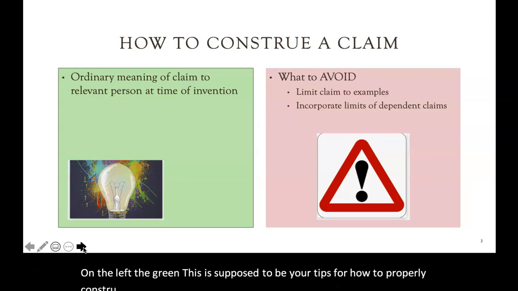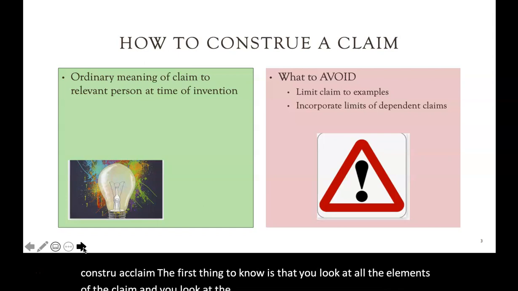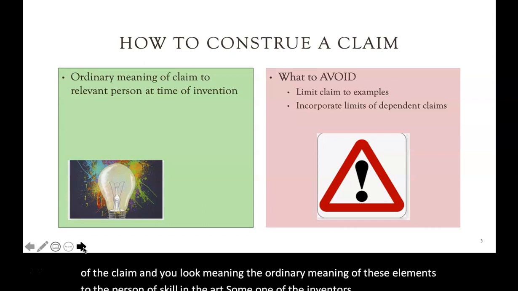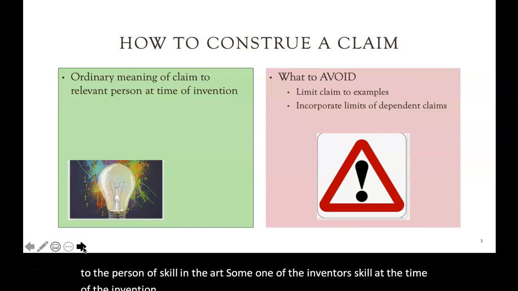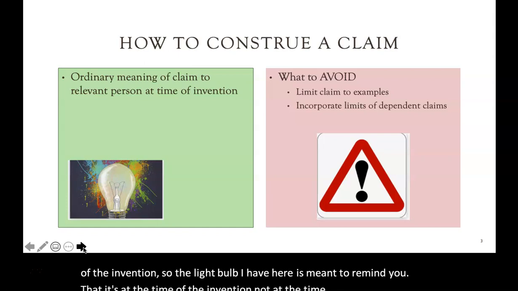The first thing to know is that you look at all the elements of the claim and you look at the meaning, the ordinary meaning of these elements to the person of skill in the art, someone of the inventor's skill, at the time of the invention. So the light bulb I have here is meant to remind you that it's at the time of the invention, not at the time it's later evaluated, that you figure this out.